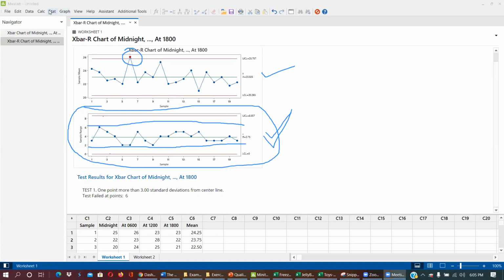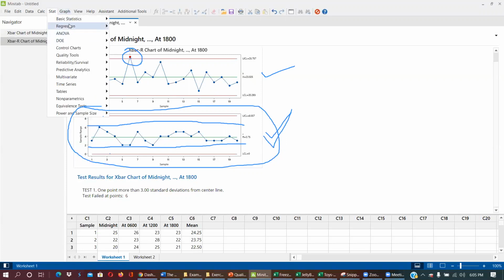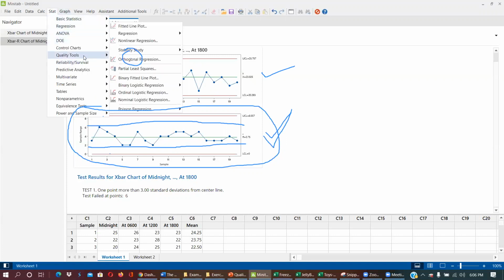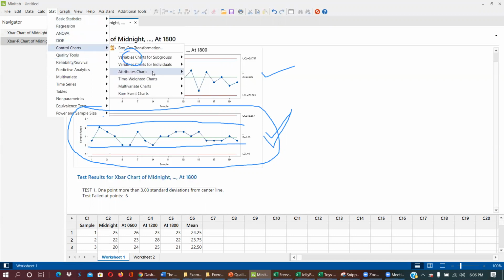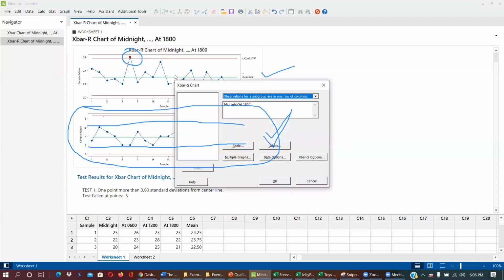Let's say the thing which you have: Stat, Control Chart, and here I go for X bar and S chart. What is the meaning of S? S means standard deviation, which we studied.